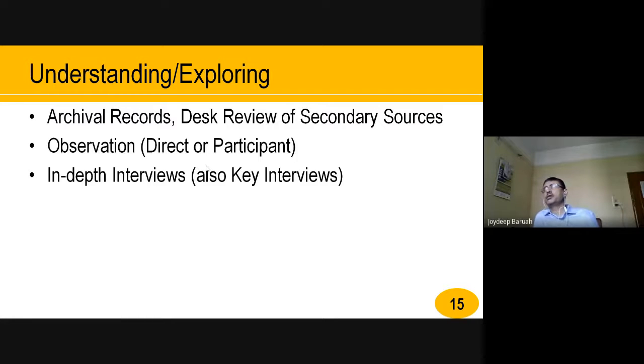Key informant interview is what? You look for a person who can provide key information, and you talk to them in detail. So either you talk to people in detail in general, or suppose you go to a village and you want to understand the health scenario. All right. You pick up 5-6 people to talk about the general health condition in the village: what are the diseases, what are the facilities. So you discuss all those things. That's an in-depth interview in the village.